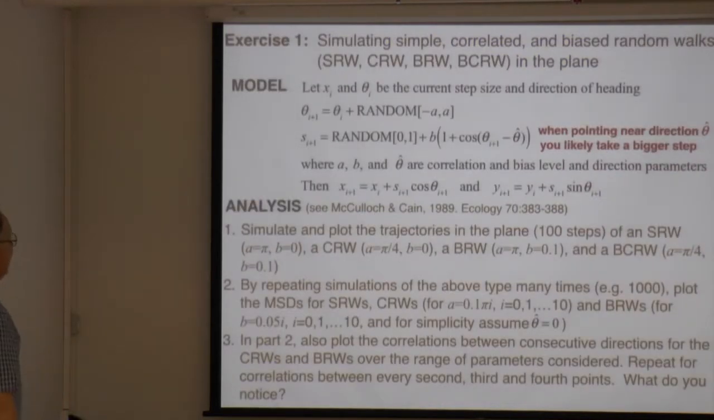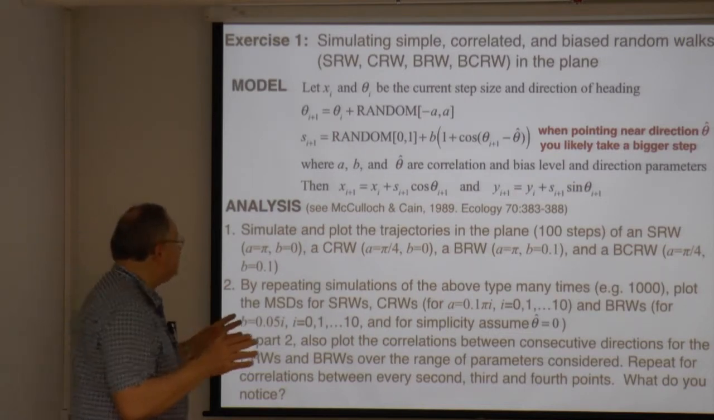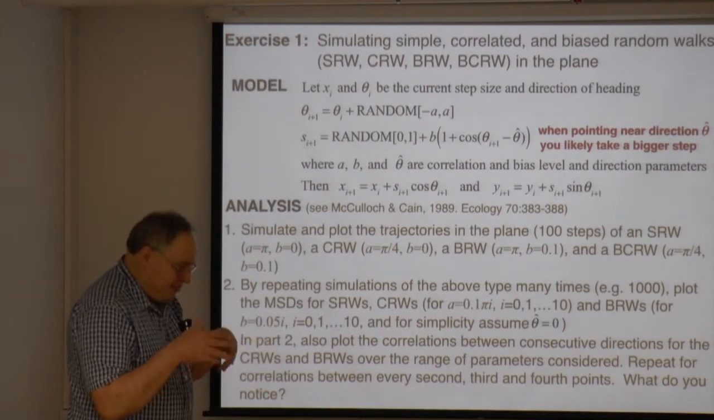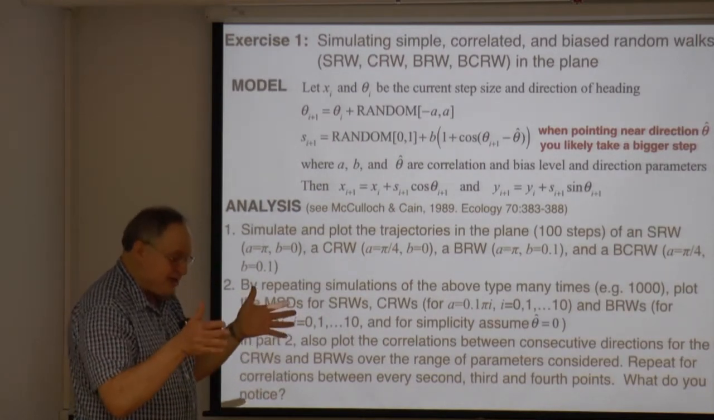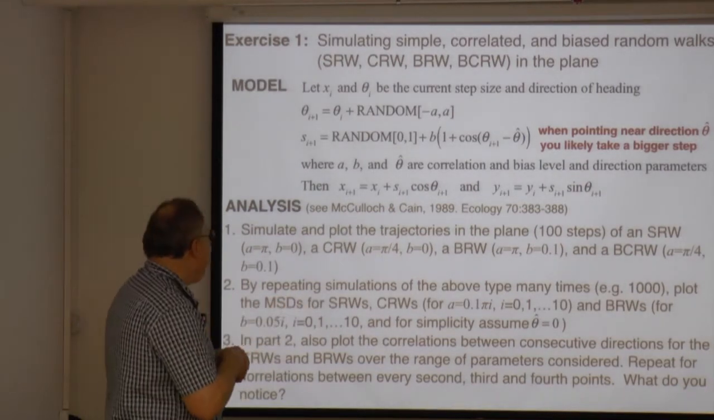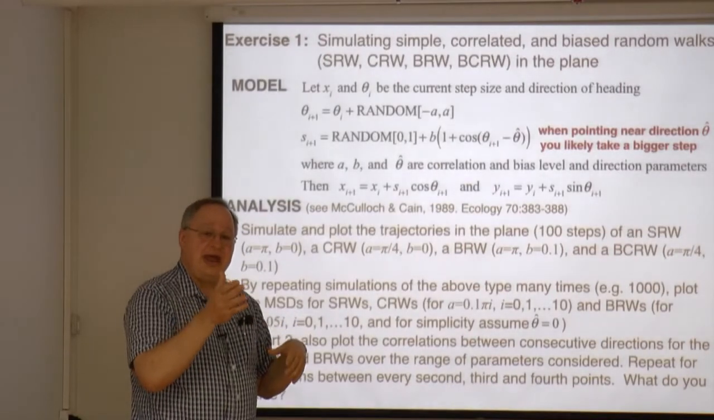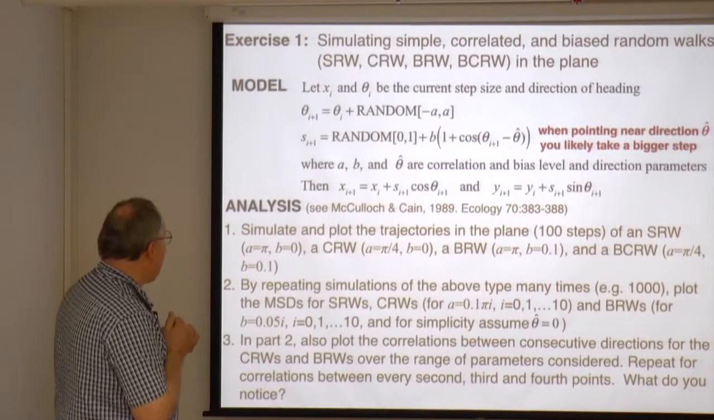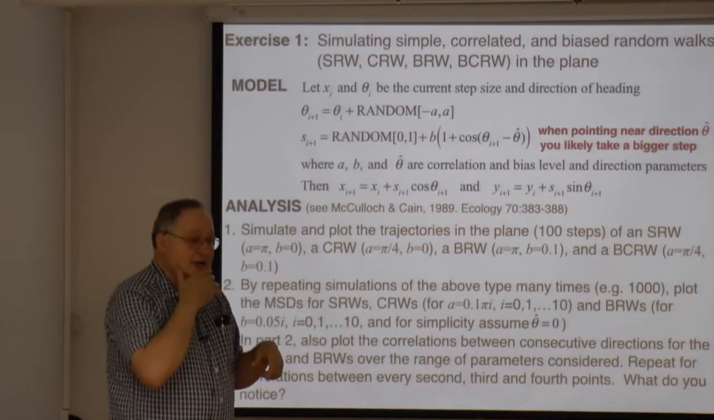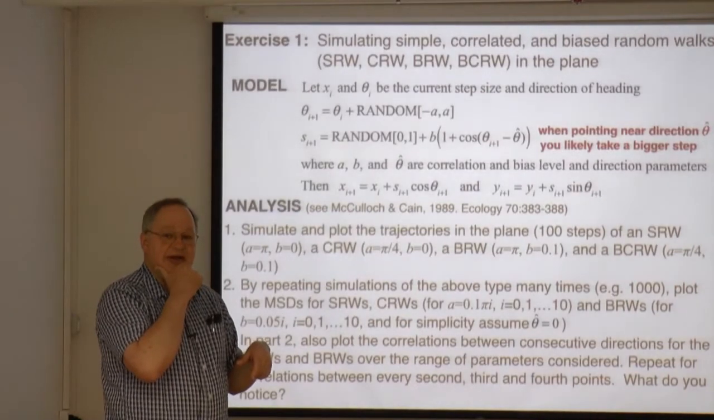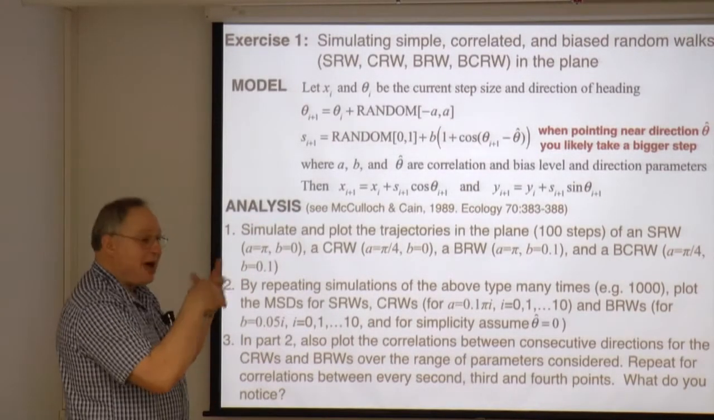So in the exercise that we do today, we're going to simulate different kinds of random walks. Brownian motion is called a simple random walk, an SRW process. In a simple random walk, you have a step size distribution that's like Gaussian, and your angles of turning are uncorrelated from one step to the next. The angles are uniformly distributed on minus pi to pi.